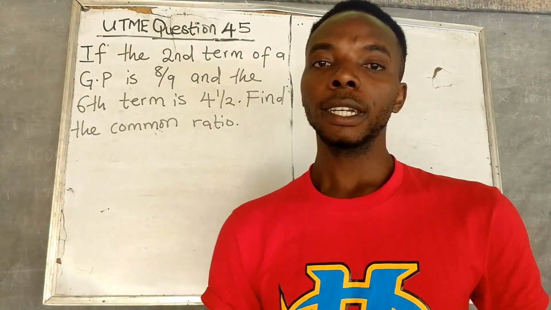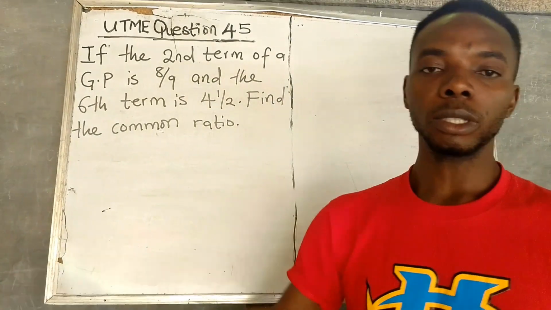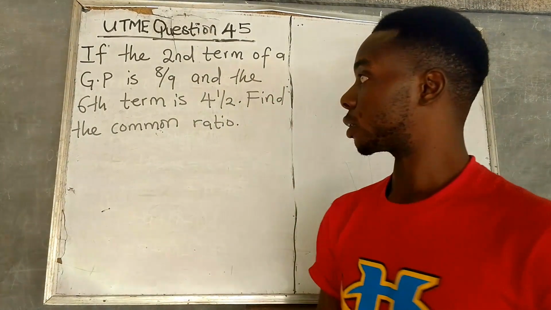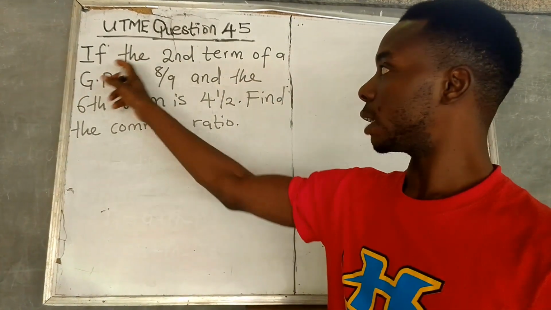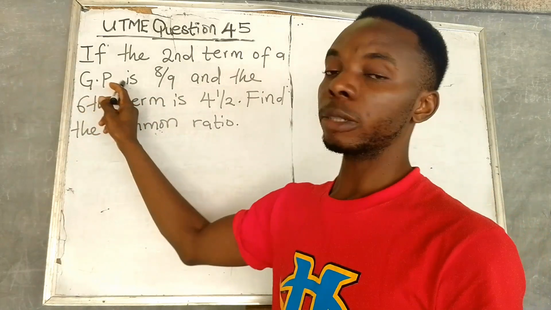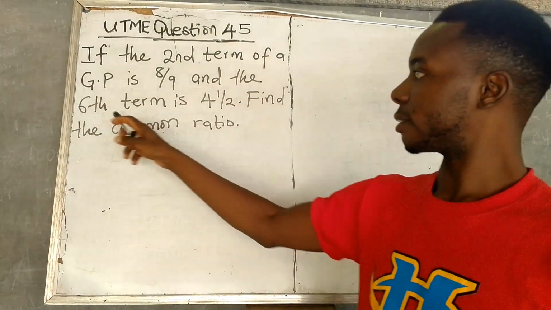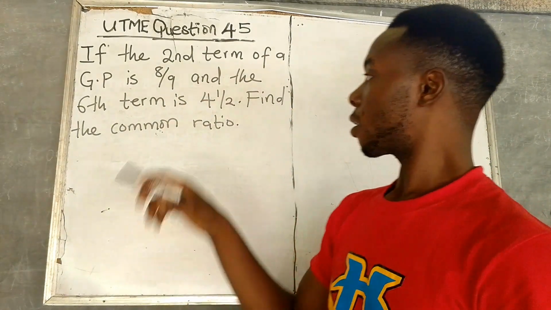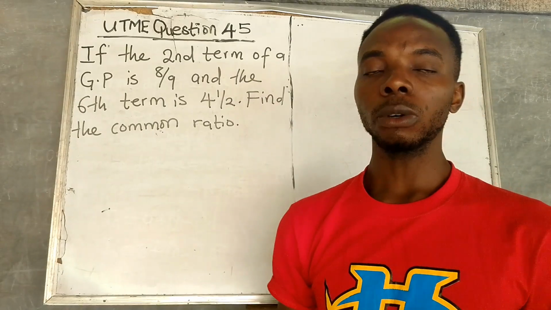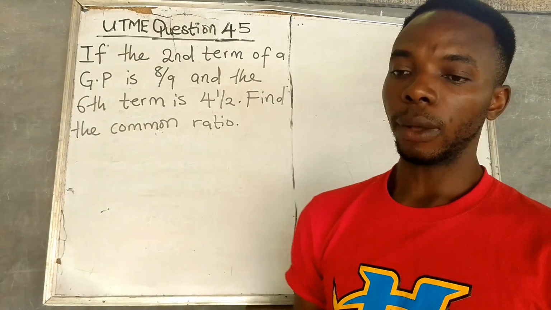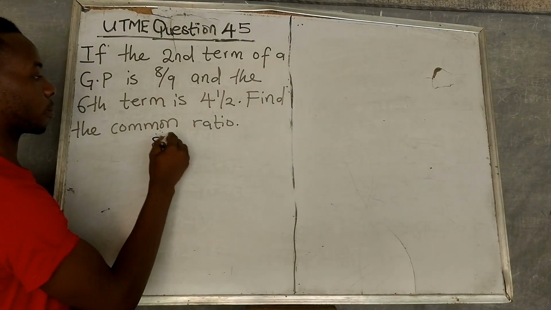Now, in this class is number 45 UTME question. And in this question, we'll be talking about geometric progression. So this question says that if the second term of a geometric progression is 8 over 9, and the sixth term is 4 and a half, that's 4 whole number 1 over 2, find the common ratio. Now, how would you find the common ratio? Let's move into the solution.